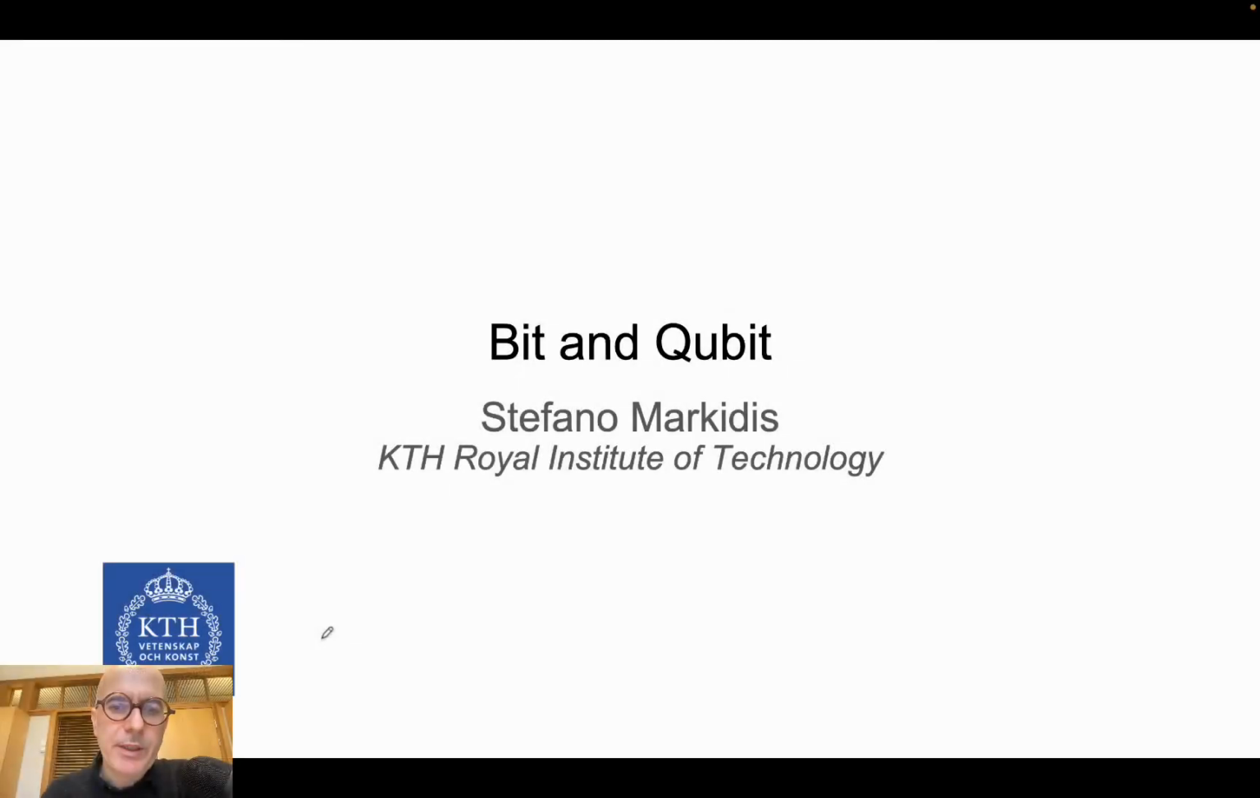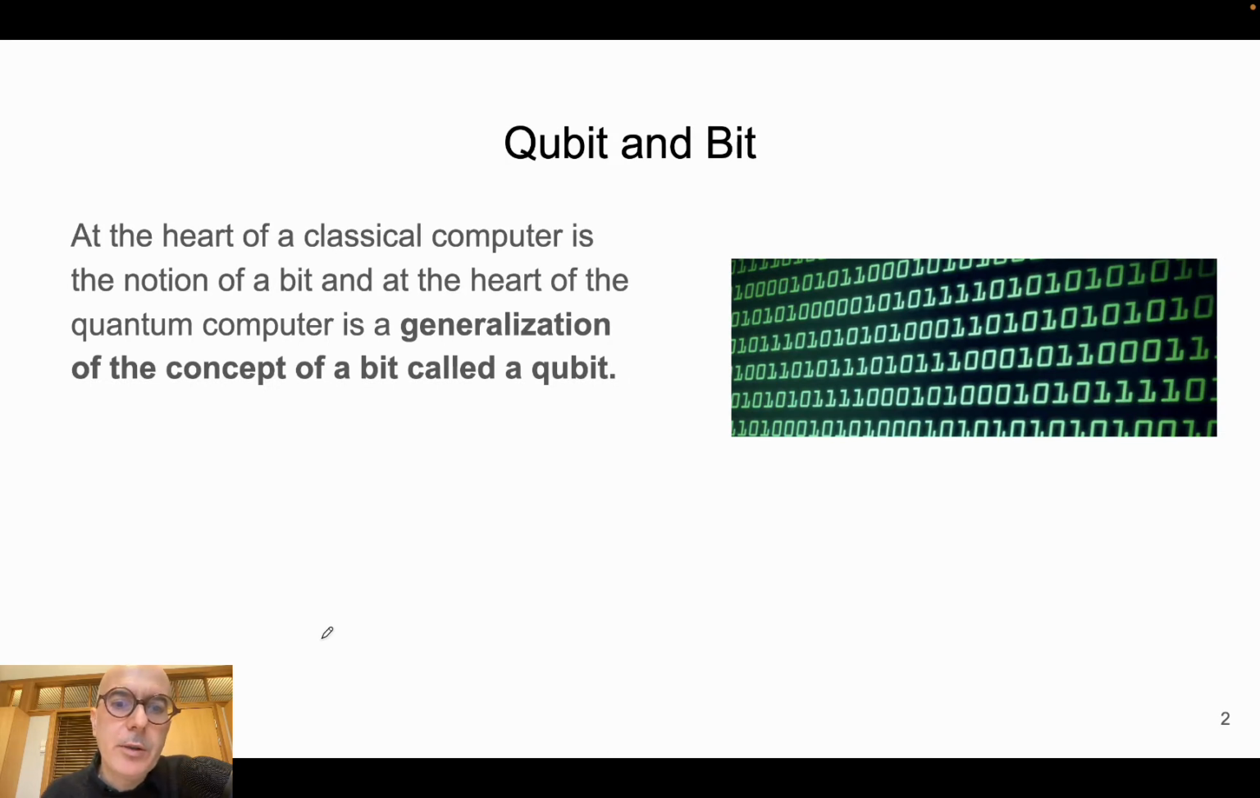Hi, welcome back. In this lecture, I want to talk about a classical bit and introduce the quantum bit, or qubit for short. We will see that quantum bits are nothing else than a generalization of a classical bit. At the heart of classical computing and information theory, there is the concept of a bit. In the same way, at the heart of quantum computing, there is a generalization of the concept of a bit that is called a quantum bit, or a qubit.